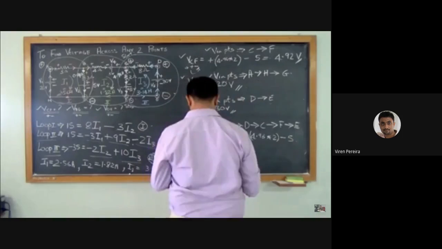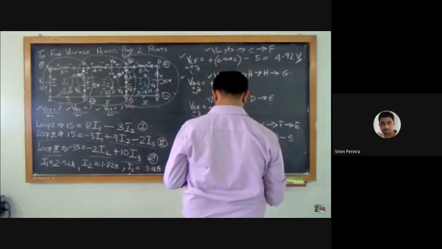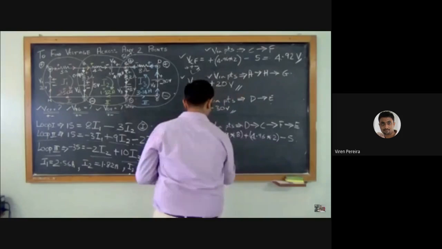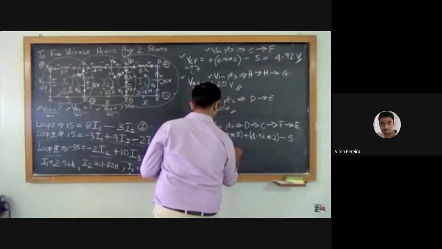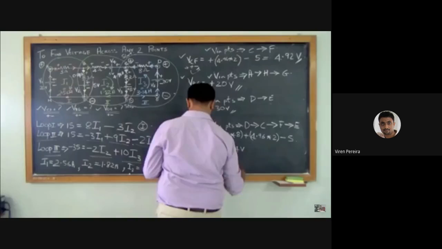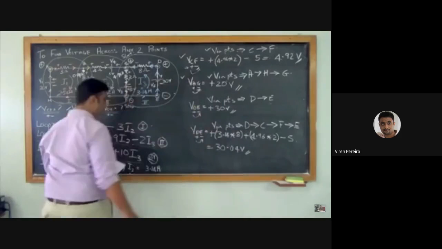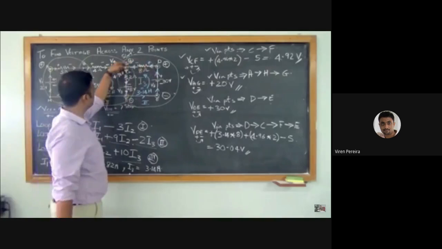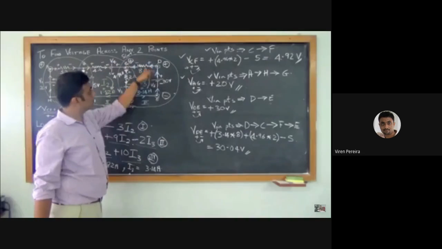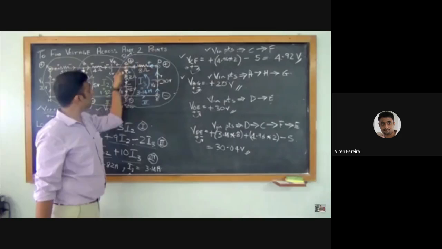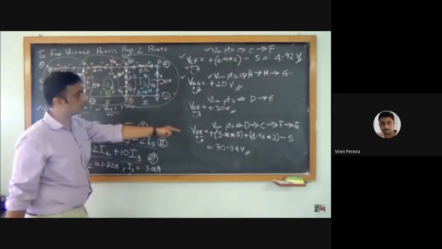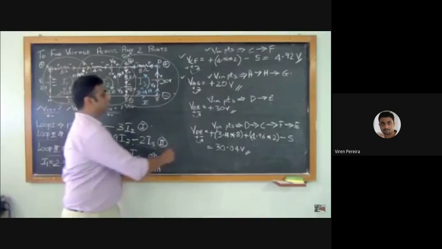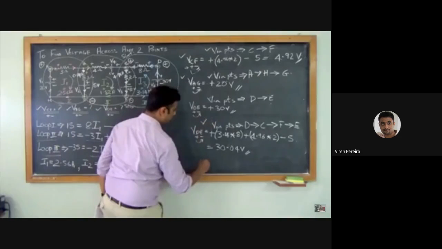So I get a value of 30.04 volts. This is across D to C, C to F, and F to E. So no matter if you take it across this, or across this, I will get the same value. Now we'll again check the consistency, and it will be a practice for us.